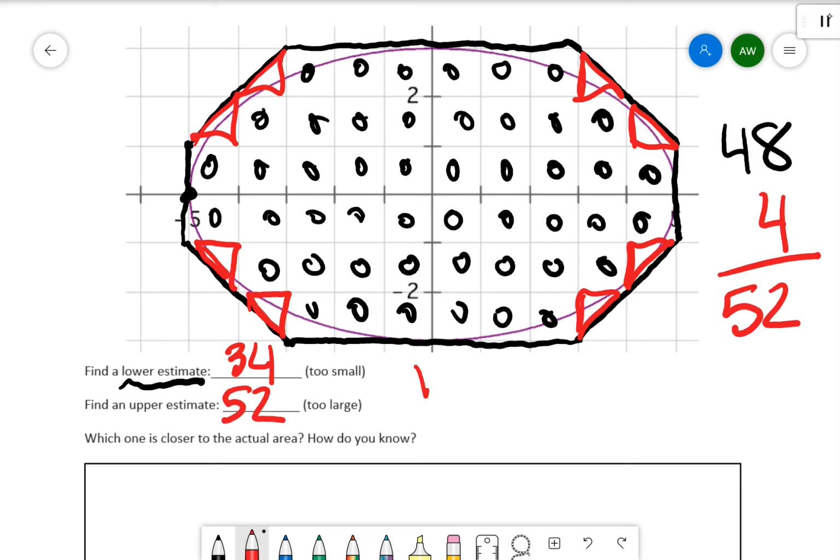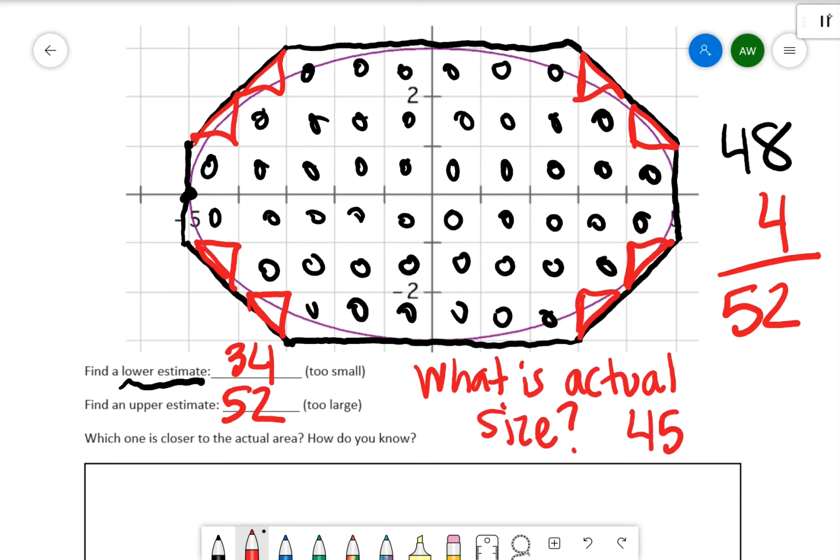So if I wanted to guess, what is the actual size? I would guess somewhere in between 34 and 52. So it looks to me like the outside one was a little bit closer to the actual shape than the inside one was. So maybe I guess that it's like 45-ish, right? It's about 45, maybe it's 48, maybe it's 43, right? But it's somewhere in between 34 and 52.